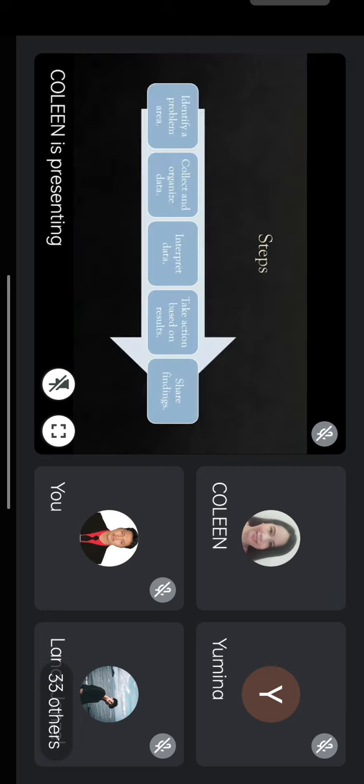Okay. So these are the steps that need to be undertaken when you work on your research paper or your action research: identify a problem area, collect and organize data, interpret the data, take action based on results, and share findings. Okay, first, you have to know what the problem is.